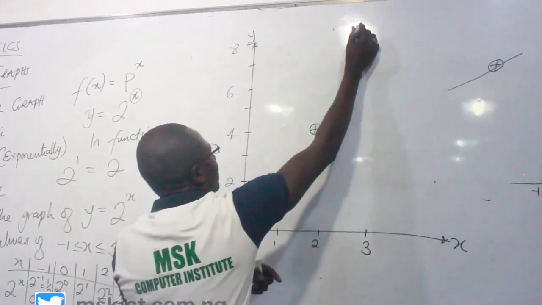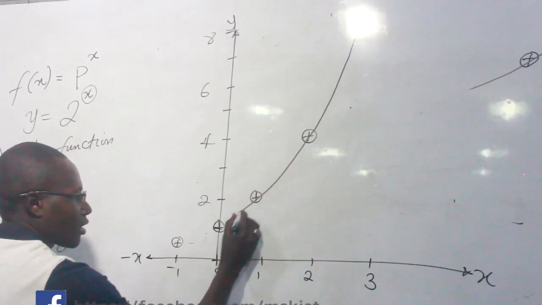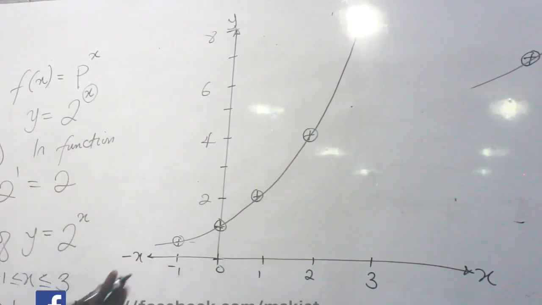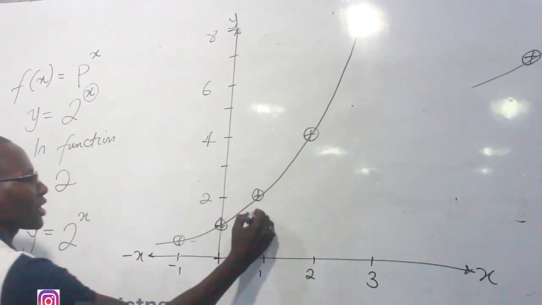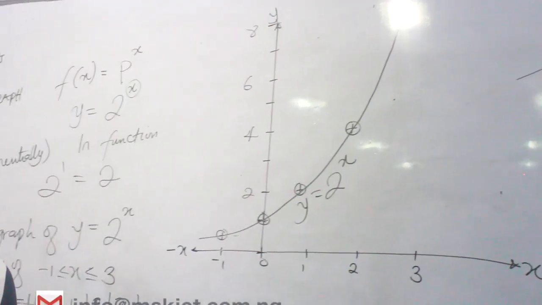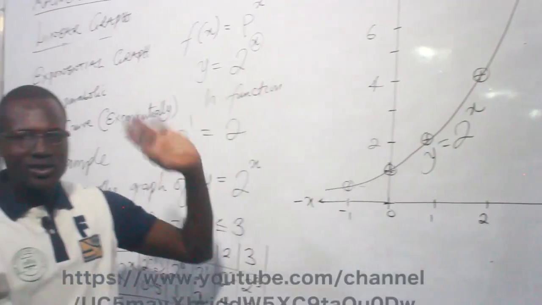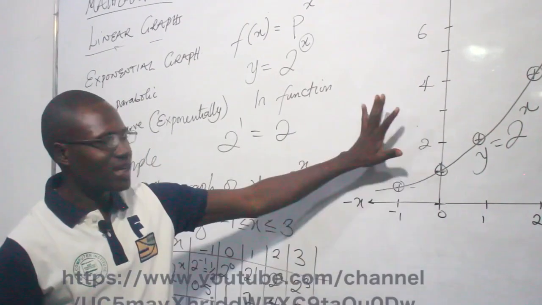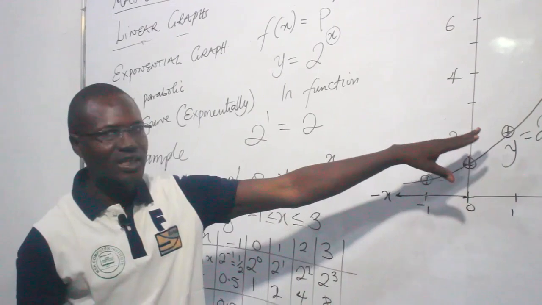Now look at the graph. This is what we call an exponential graph, the graph of y equals 2 to the power of x. So looking at this, you can easily identify the graph of y equals 2 to the power of x, which is an exponential graph.